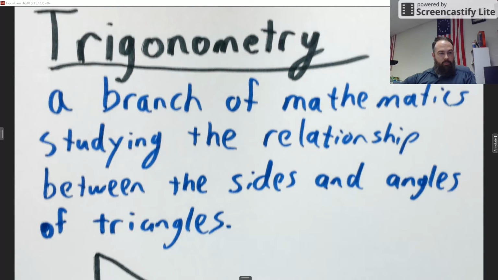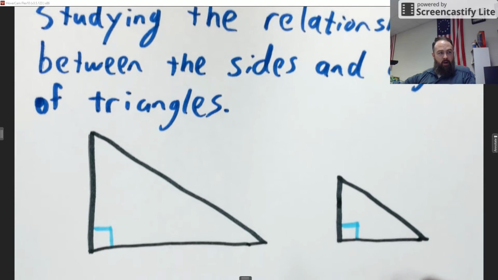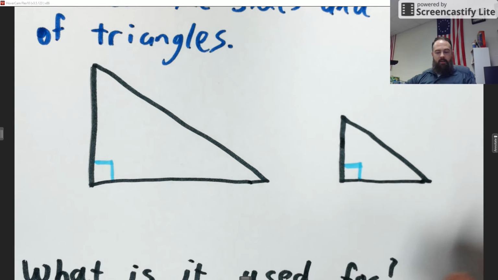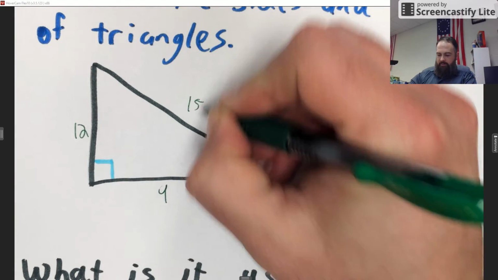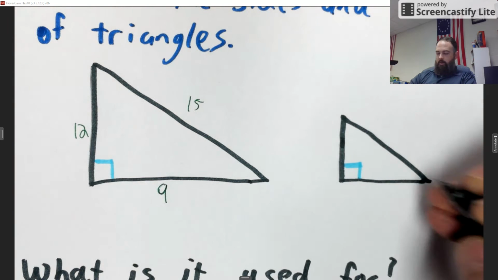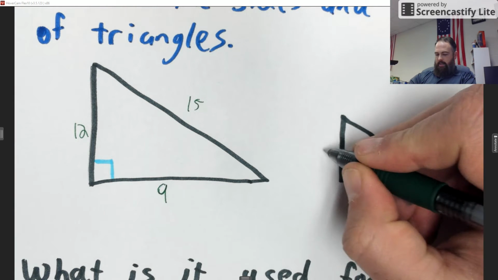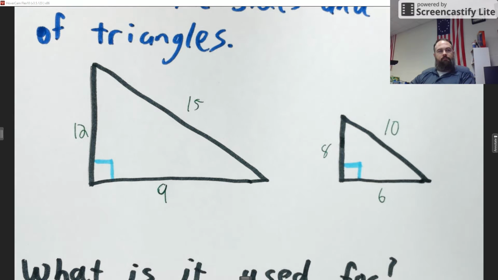I've got two triangles. Now, we're looking at a relationship between our angles and our sides. These were meant to be similar triangles. I'm sorry if I got a little bit off, but let's just say that these guys were 9, 12, and 15 on our side lengths, and that over here we're at 6, 8, and 10.